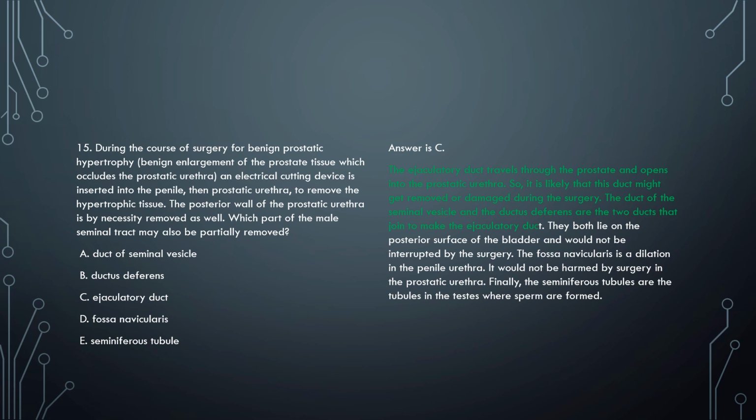The duct of the seminal vesicle and ductus deferens are two ducts that join to make the ejaculatory duct. They both lie on the posterior surface of the bladder and would not be interrupted by surgery. The fossa navicularis is a dilation in the penile urethra, so it would not be harmed by surgery in the prostatic urethra. Finally, seminiferous tubules are tubules in the testes where sperm are formed.